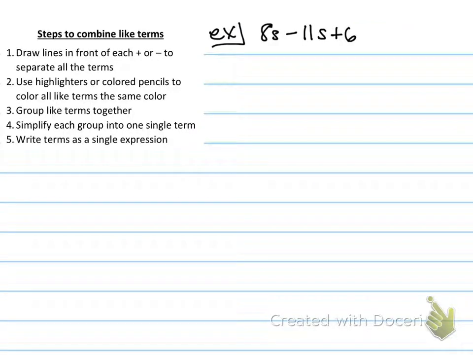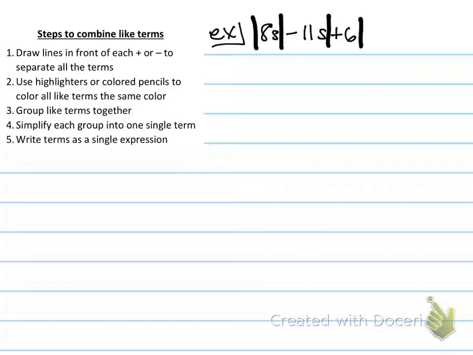Here's another example. So I'm just going to follow my steps like I did before. So I'm drawing my lines in front of each of my terms. And then I like to put one on the end just to separate everything out. Now it's very easy to see all of my terms.